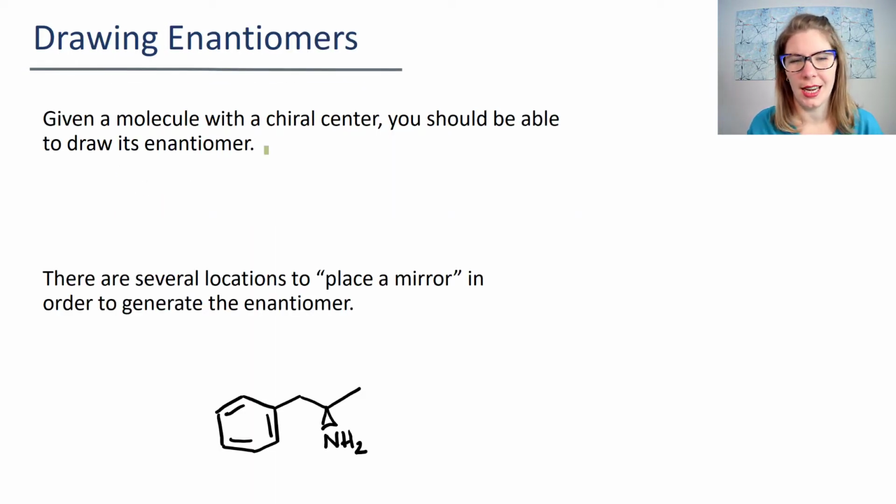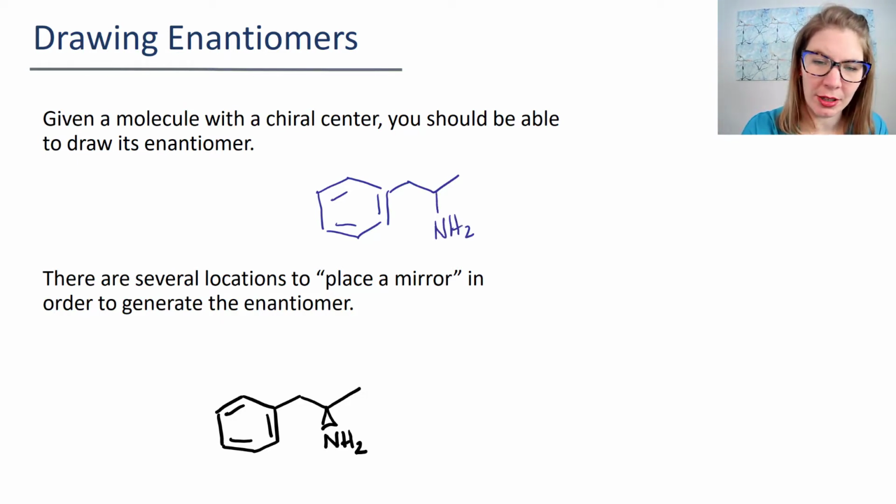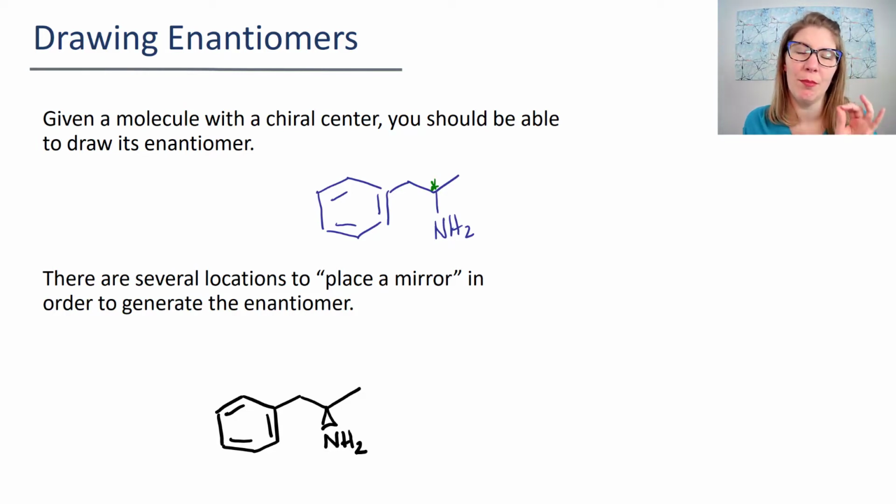Let's talk about drawing an enantiomer. When you have a molecule that has a chiral center, you need to be able to draw its enantiomer. So for example, I'm just going to redraw the structure that I have down below and point out that if I didn't have a wedge bond where that NH2 was, if I just had a plain bond, we could put the asterisks here to show that that's a chiral center. And we want to be able to draw both enantiomers for that compound.